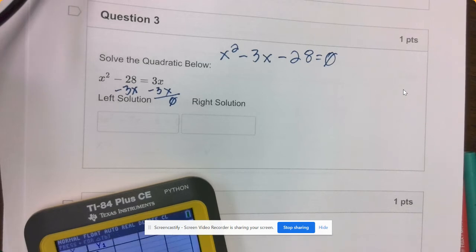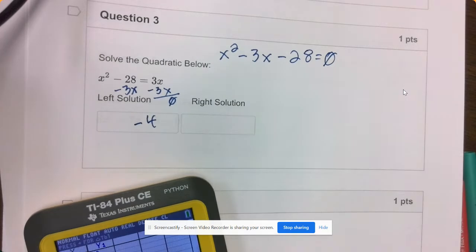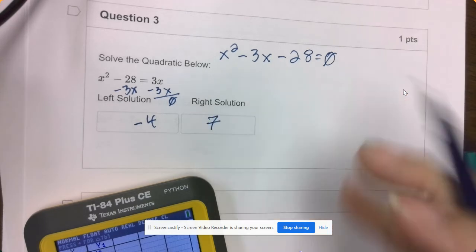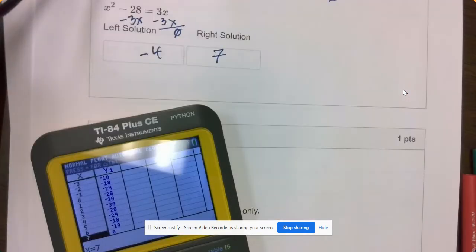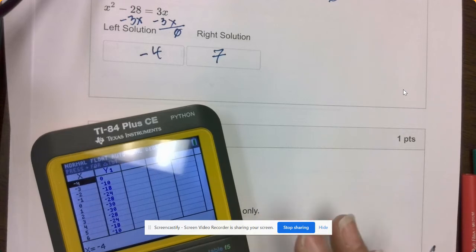So we definitely have -4. And then we knew the other one was a 7. We like 4 and 7 today. So we notice at 7, y is 0. And then at -4, y is also 0.